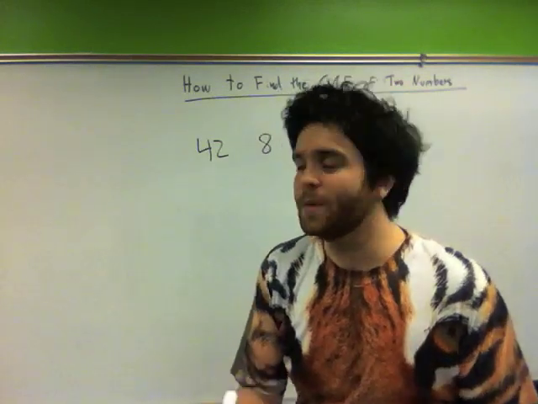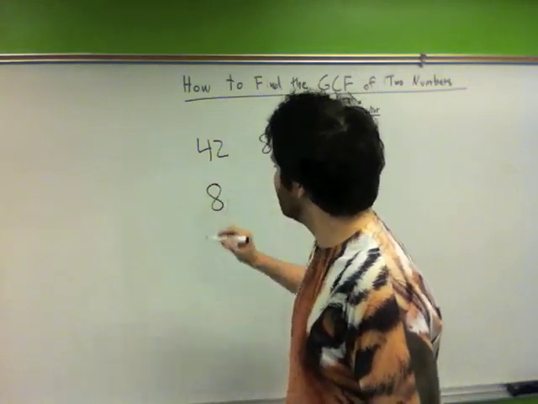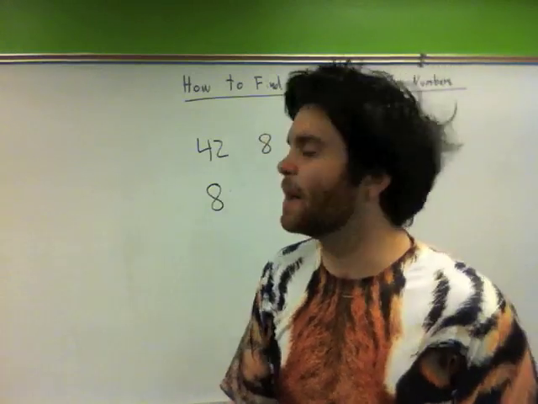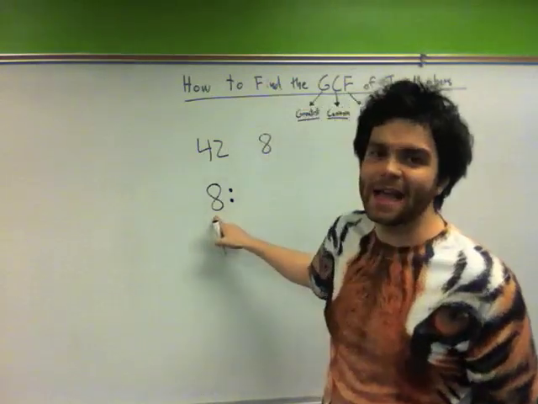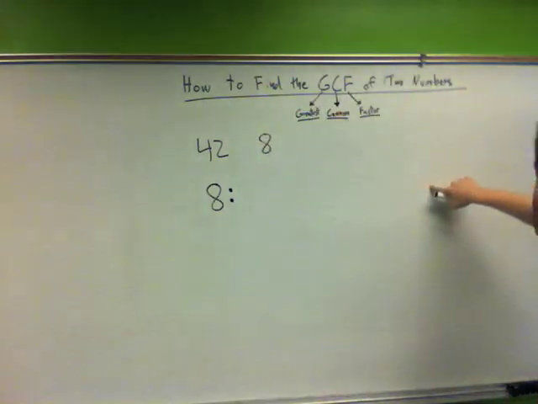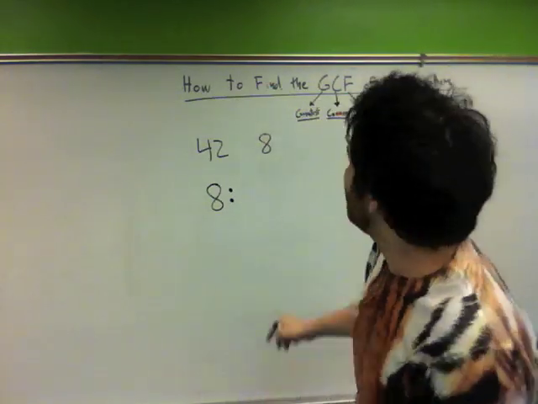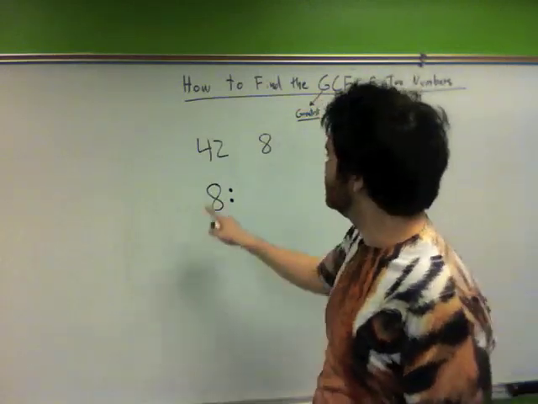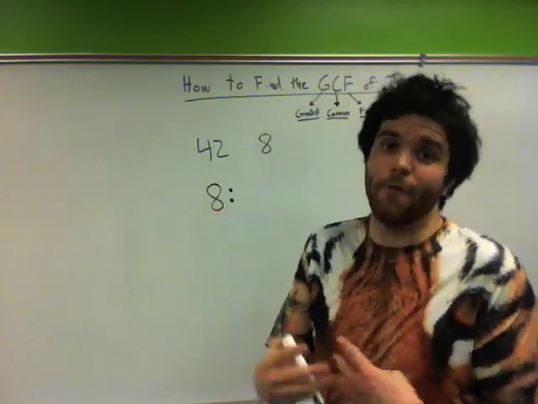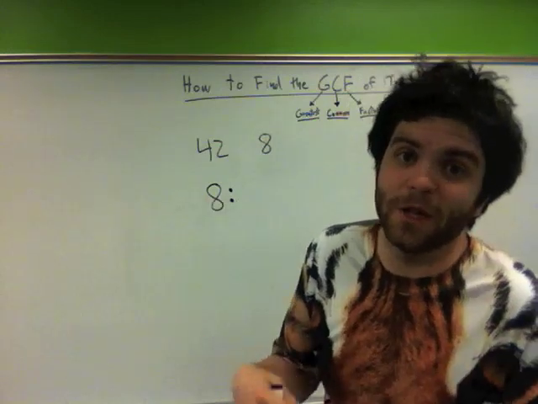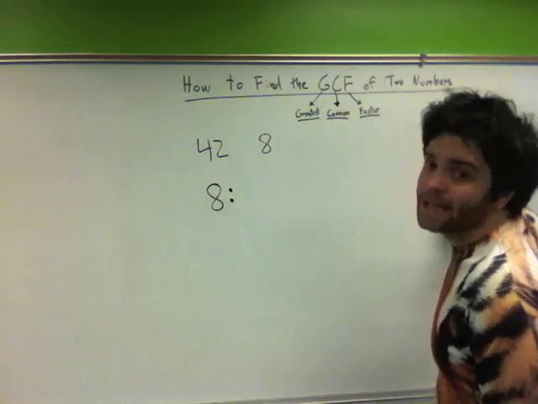The first thing I'm going to do is write 8 and put a little colon next to it. And the reason I'm going to do that is because I've listed the number 8, and then I'm going to list all of its factors going this way, because we're trying to find the greatest common factor of these two numbers. So we're going to have to find the factors of both of the numbers, and then find out which one is the biggest, or which one is the largest, or which one is the greatest. So the first thing I'm going to do is write 8, and list all of 8's factors.